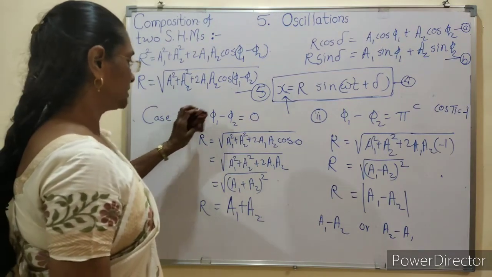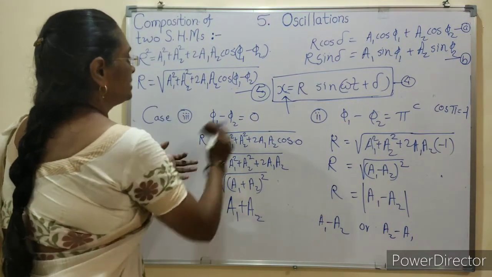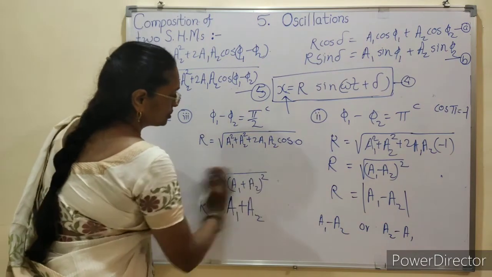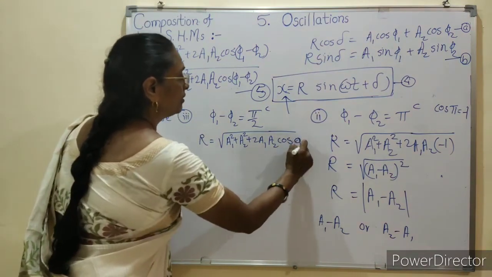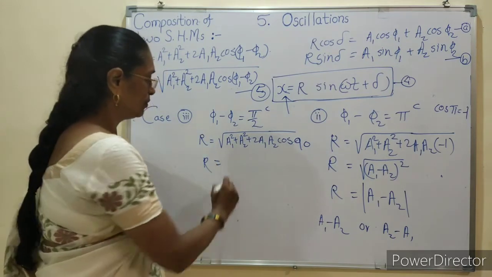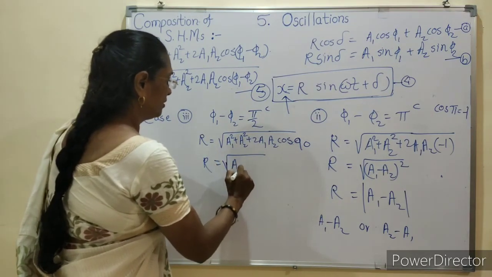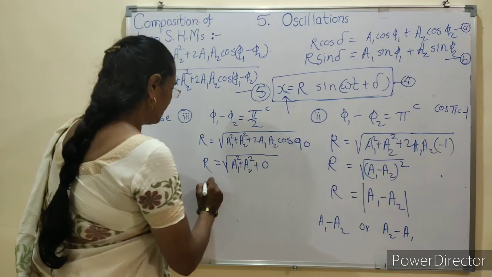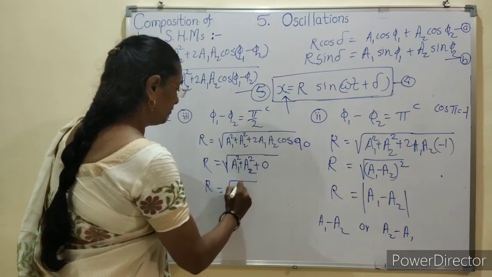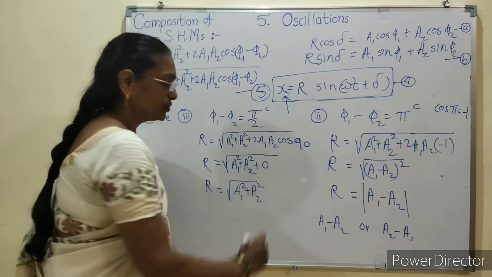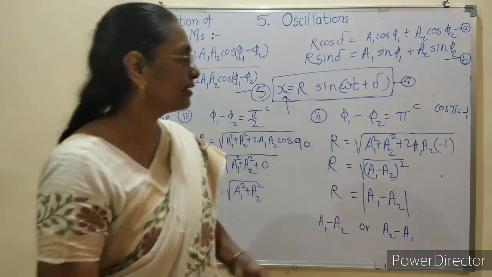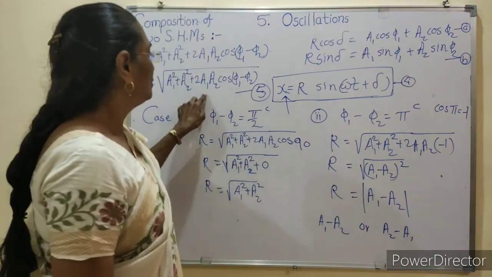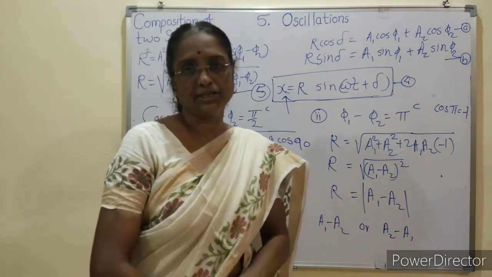Now the third case, we take it as 90 degrees or pi by 2 radian. Then after substitution we get cos 90. We get R is equal to under root A1 square plus A2 square plus 0, since cos 90 is 0. Therefore R is equal to under root A1 square plus A2 square. So such calculations we can make for the given conditions. These are called cases of the combination of S.H.M.s.